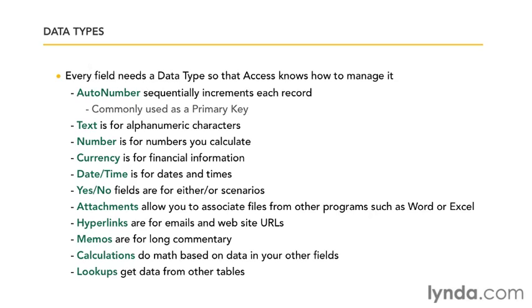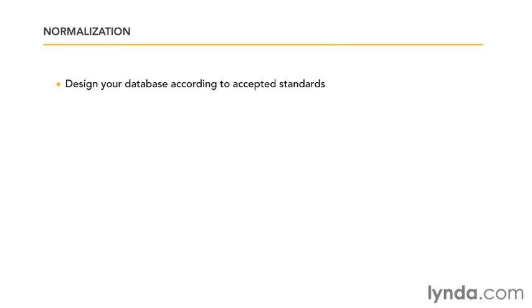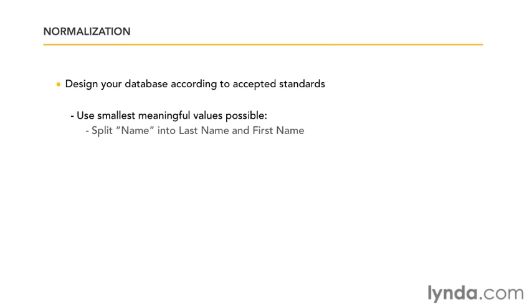When you're planning your database, you need to take a look at the big picture to make sure you're creating your tables effectively. This process is called normalization, and there are accepted standards in the database industry. First, you want to use the smallest meaningful fields possible. You don't want one field called name. You want 2 fields, last name and first name. Otherwise, how would you sort by Smith if the person's name field said Fred Smith?